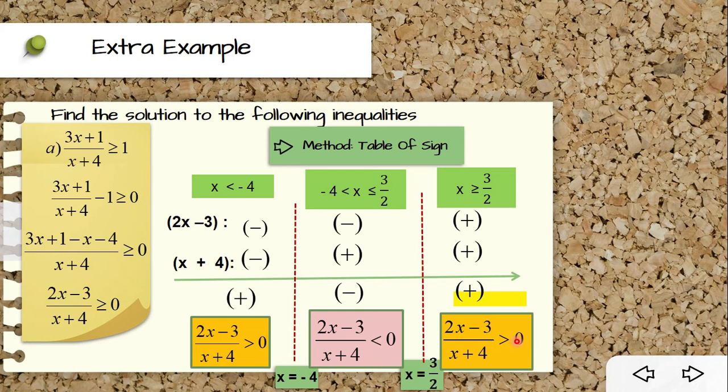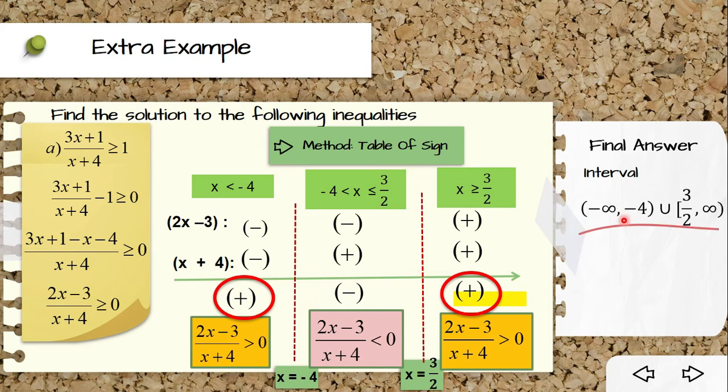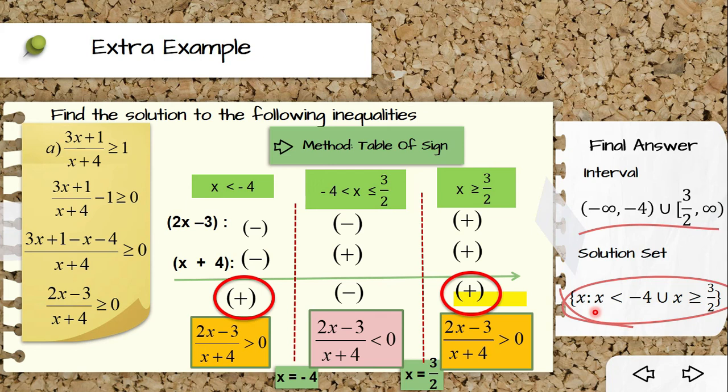Okay, so what is the final answer for this question? You must refer to the last step, after you simplify, in terms of p(x) over q(x). The sign is more than or equal to 0, which means positive. Therefore we choose the left hand side and the right hand side, because both of them are positive. We can write the answer in interval notation: the open interval from negative infinity to -4, union the half open interval from 3/2 to infinity. Or in solution set notation, x is x less than -4 union x more than or equal to 3/2.